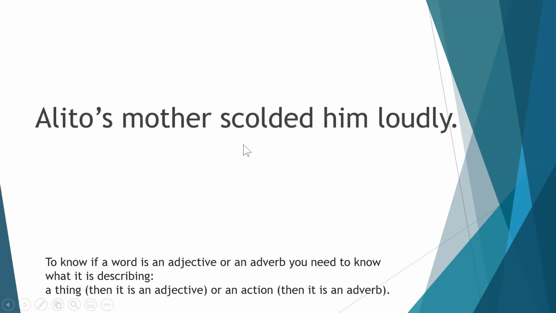Alito's mother scolded him loudly. Yeah, back to poor Alito. Okay, so where is the subject? What is the subject of this sentence? What is the sentence about?